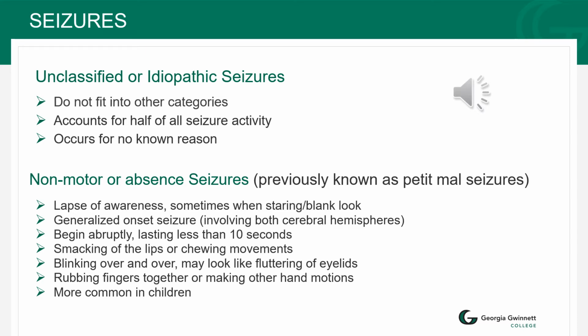They can have fluttering of their eyelids, start blinking. They rub their fingers together in hand motions, and it's most common in children. You might have heard the term petit mal seizures. That's an old term for these non-motor generalized absence seizures.